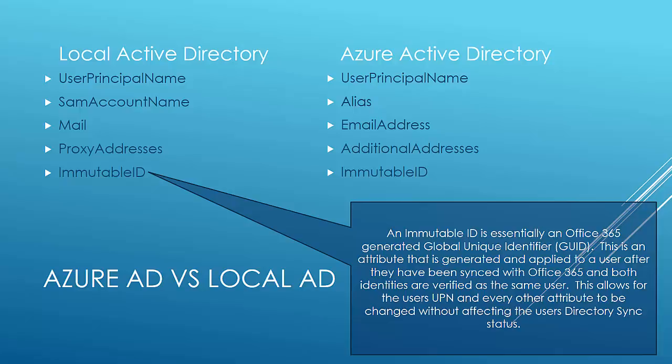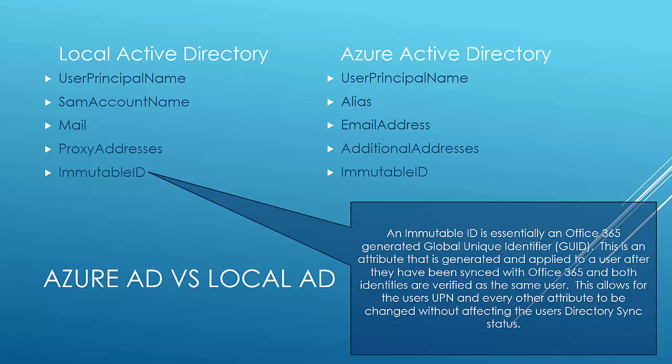Now we have immutable ID. The immutable ID is something that's unique to a hybrid environment. What happens is when a user is created in the local Active Directory, Office 365 is completely unaware of it. And likewise, if a user account was already created in Azure Active Directory as a cloud-only account, it's unaware of the local Active Directory object, whether it was even created yet or not.